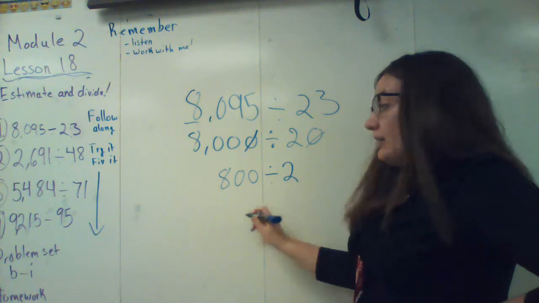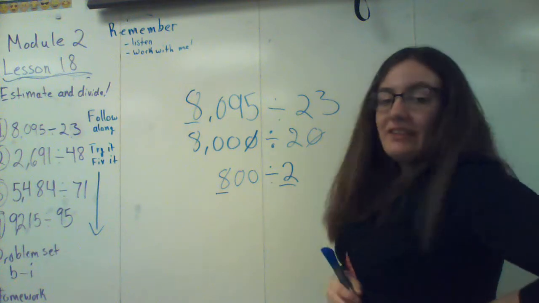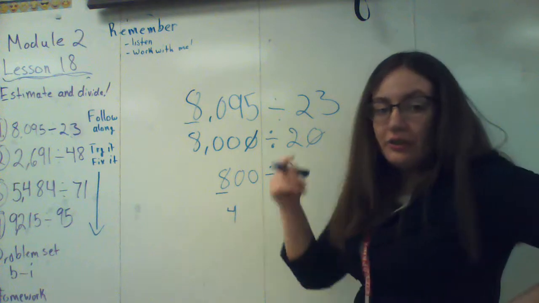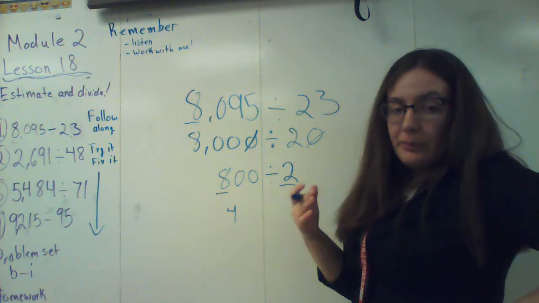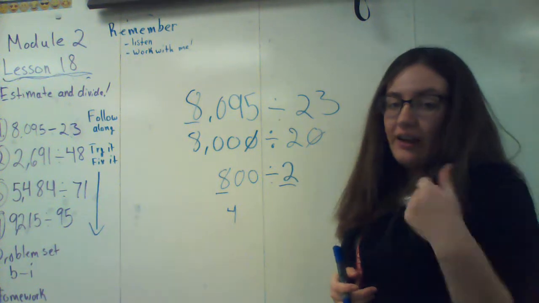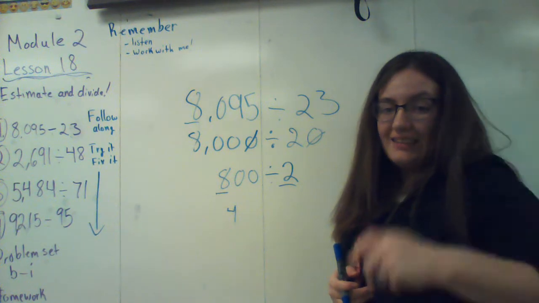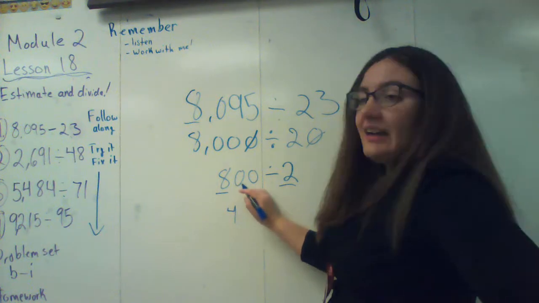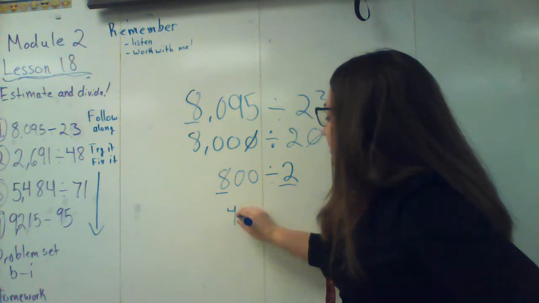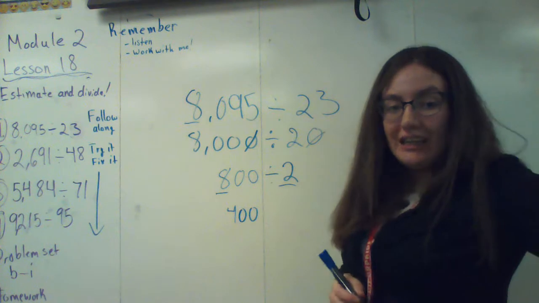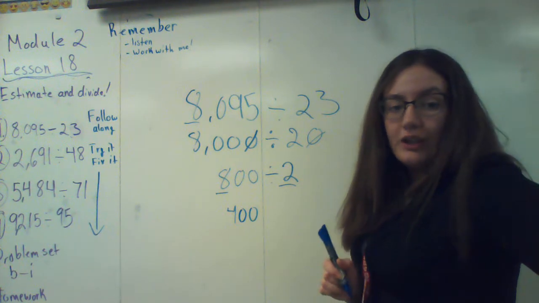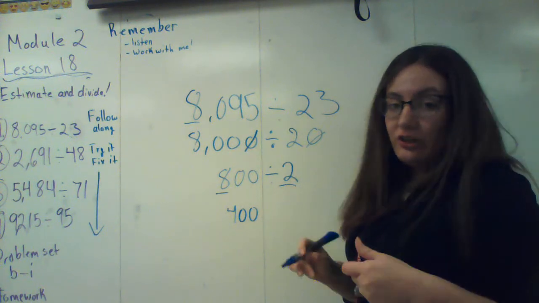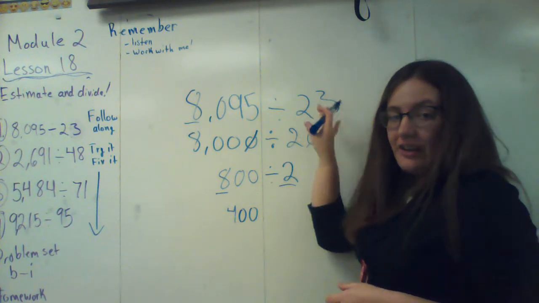And now with this problem, I just need to think of it as 8 divided by 2. 8 divided by 2 is 4, or remember, you can always think of it as how many groups of 2 can fit into 8. So I count 2, 4, 6, 8, and I would count 4 times to do that. And then I still have 2 zeros right here. So I'm going to bring down those 2 zeros, and I get my final answer of 400, which is what 8,095 divided by 23 would be close to if I actually did a standard algorithm to solve that.